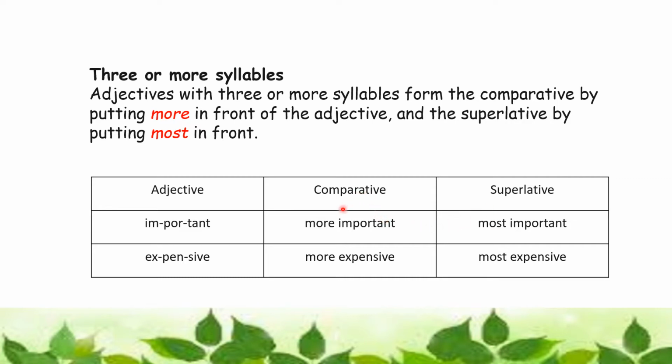For comparative, which has an adjective of 3 or more syllables, we use more. Okay, more important, more expensive. And for superlative, we use most important, most expensive. Now when we use this, you don't need to add er. You don't say more importanter. Okay, that is wrong.